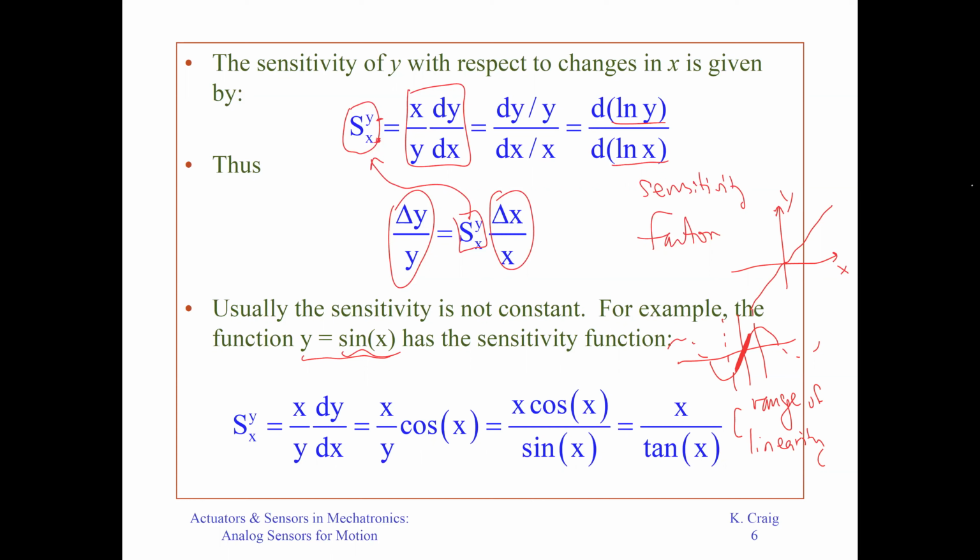For this function, dy/dx is cosine x, times x divided by y. Because y itself is sine x, we put everything in terms of x. So it is the sensitivity function, expressed as a function of x. That's a simple derivation. Being able to do differentiation and integration is very essential in engineering. Here is an example using differentiation to derive the sensitivity function.